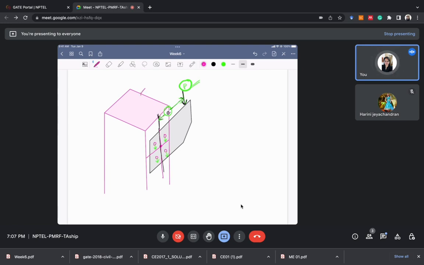So here is my column, and a bracket plate is attached to it. This plate is attached to this column with the help of 4 bolts. We placed the plate like this and attached it using these 4 bolts. There is an applied load P here. Because of this applied load P, there will be direct force and there will be moment.